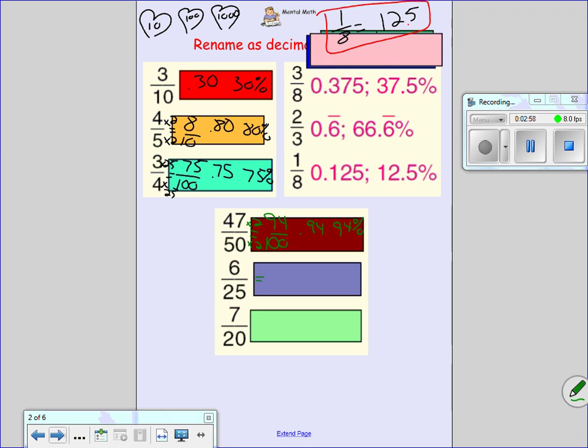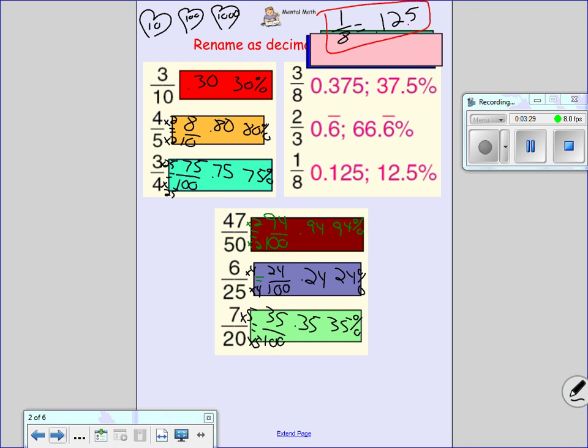6/25, we can move this one into 10, 100, or 1,000. I'm going to change colors here. 25 goes into 100. We go times 4. 6 times 4 gives me 24, which would be 0.24, which would be 24%. Last one here, 20 goes into 100. We're going times 5. 7 times 5 gives me 35, which is 0.35, which is 35%.